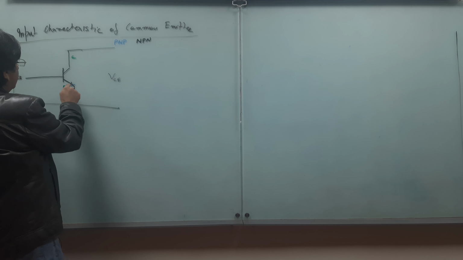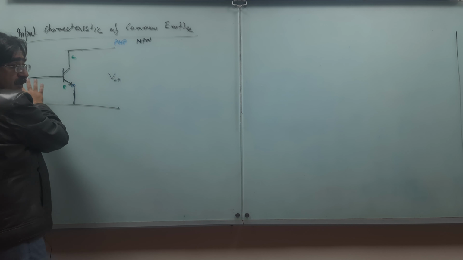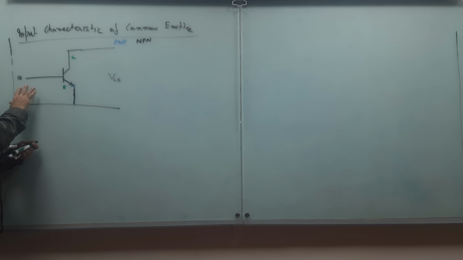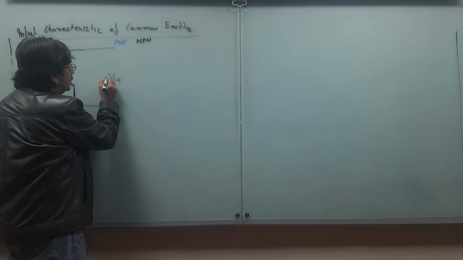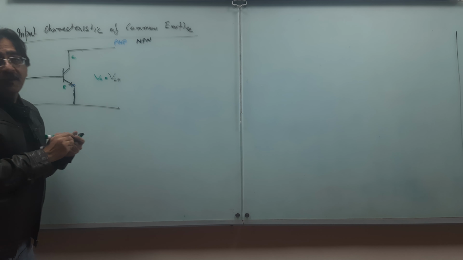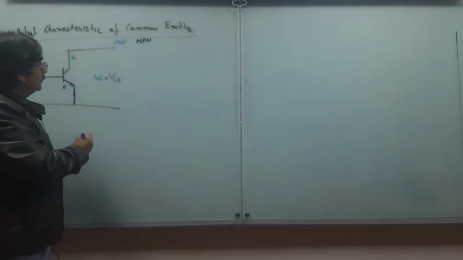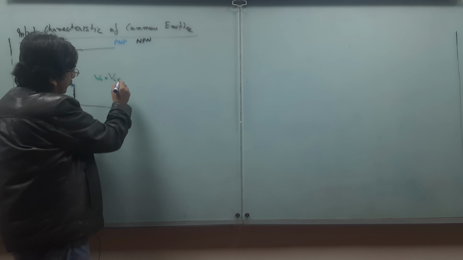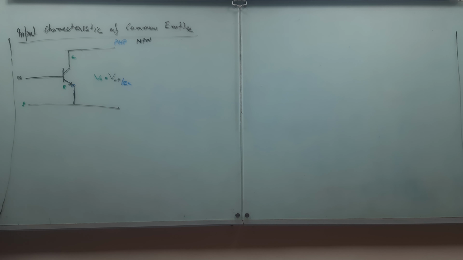Firstly, I have mentioned the input. Okay, VCE is the V out. Okay, this is the V out. V out will be VCE or EC.